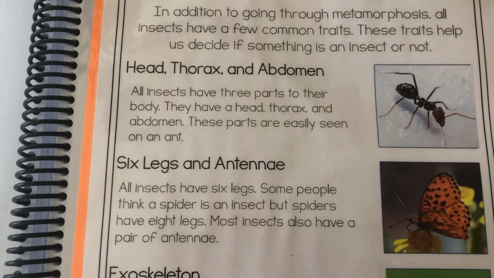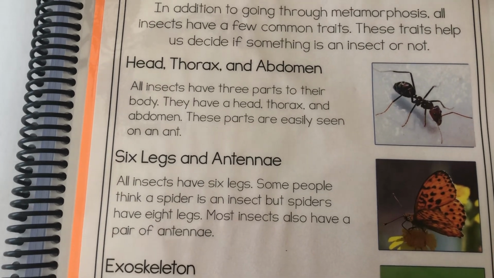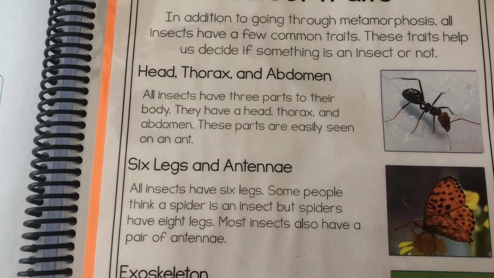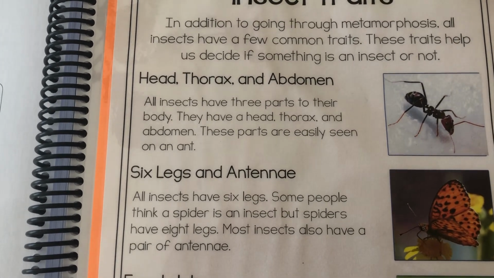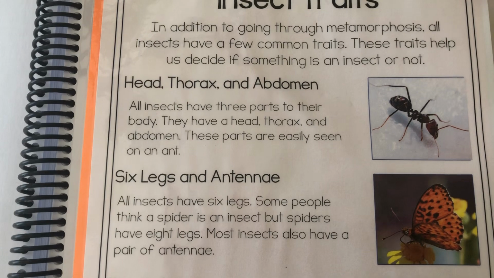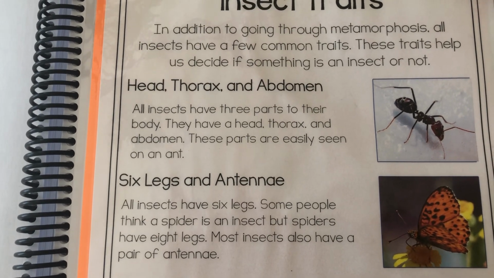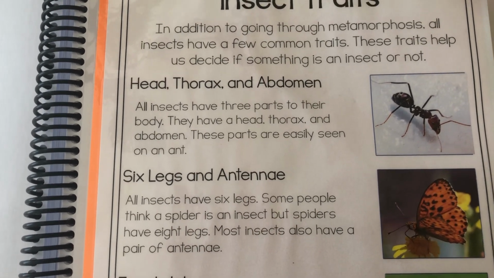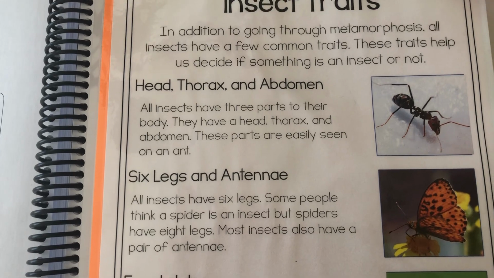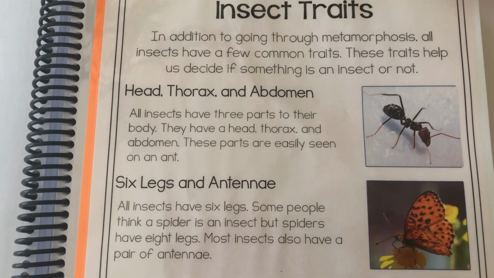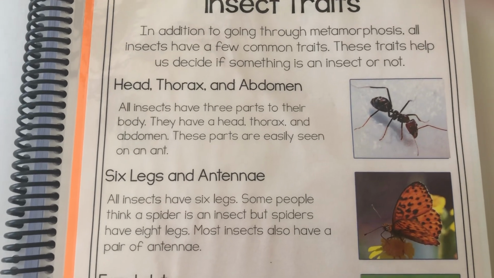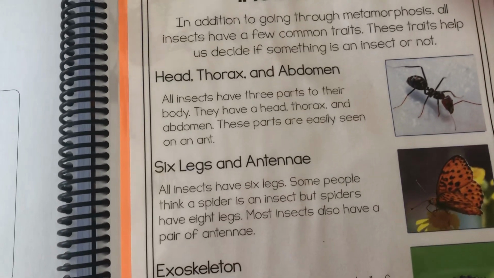Some people think a spider is an insect, but remember, bugs and spiders are not the same thing. There are 3 types of bugs. Insects are one, spiders or arachnids are another, and myriapods are that last group of bugs. So insects have 6 legs, spiders have 8. Most insects also have a pair of antennae.